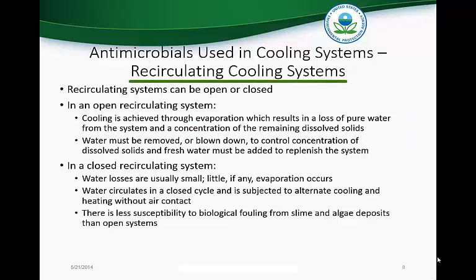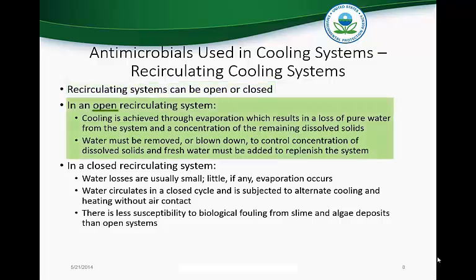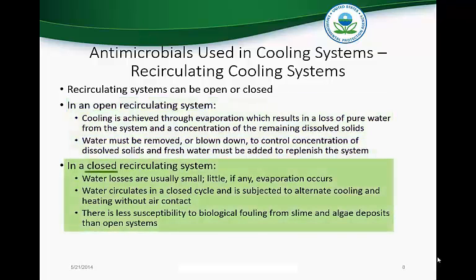This slide talks a little more about recirculating cooling systems. Recirculating systems can be open or closed. In an open recirculating system, cooling is achieved through evaporation, which results in a loss of pure water from the system and a concentration of the remaining dissolved solids. Water must be removed or blown down to control concentration of dissolved solids, and fresh water must be added to replenish the system. In a closed recirculating system, water losses are usually small.